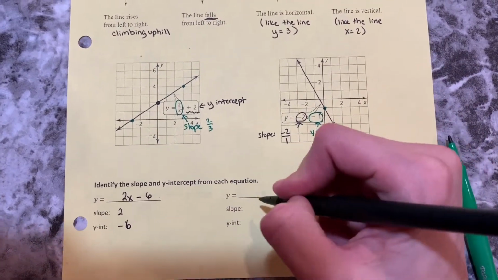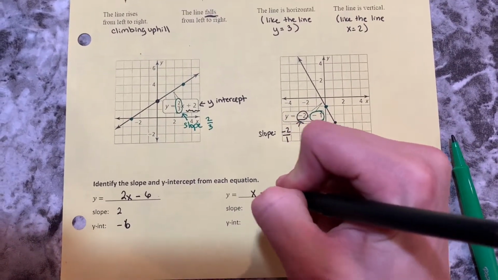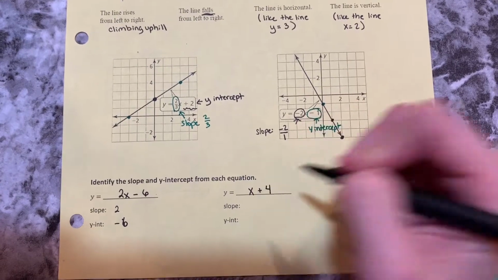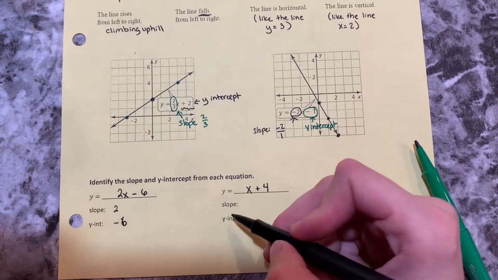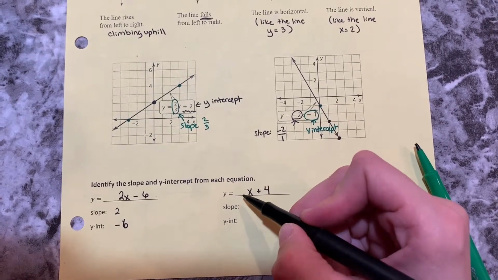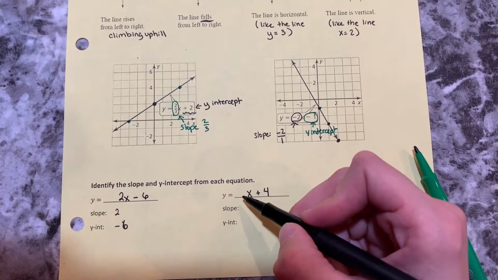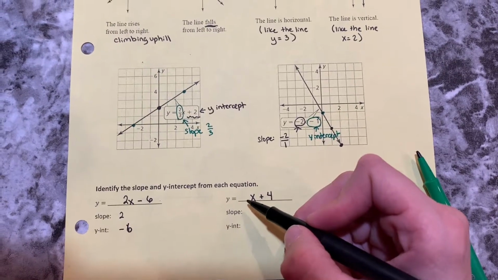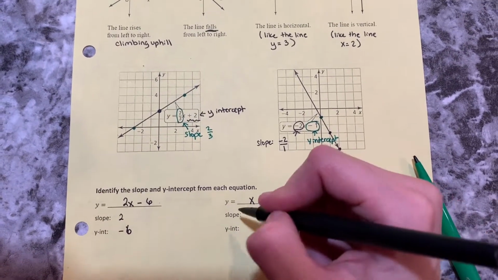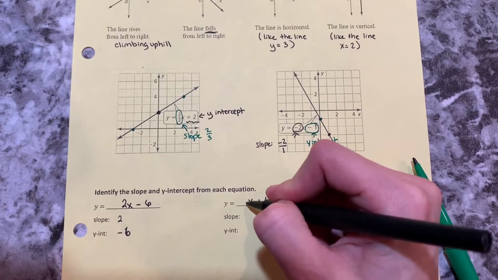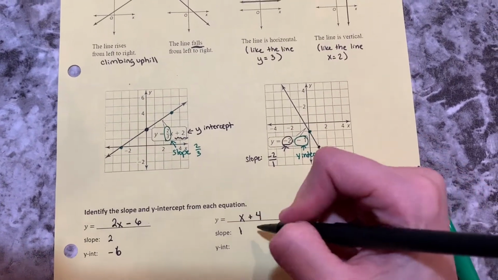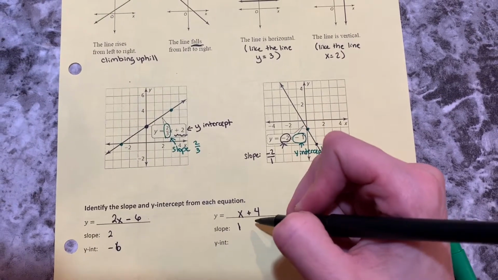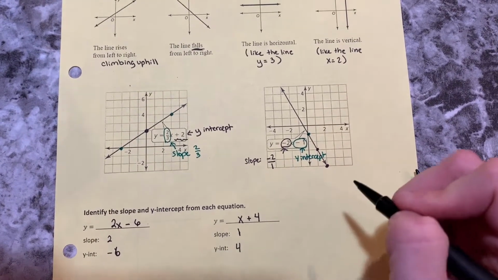Another one, if I look at y equals x plus 4, again, finding the slope and the y-intercept. The slope, I need to see what's the number that's attached to the x value. Well, there's not a number written. Remember that that number is really like there was a 1x there. So that slope is 1. And then our y-intercept, the number that's by itself, is 4.